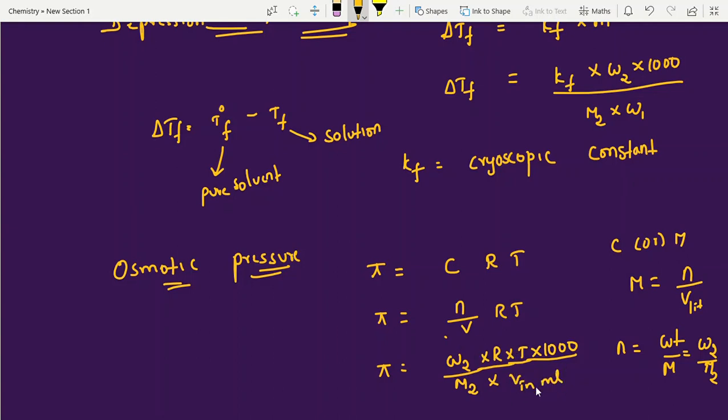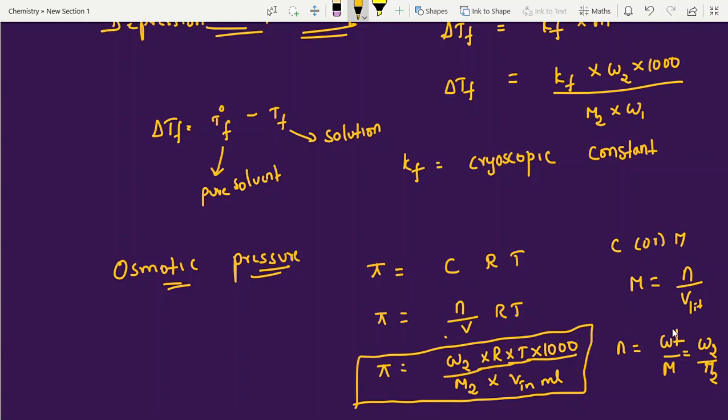If you divide by 1000, that is converting into ml. Why? Because numericals they are giving in ml. That's why you can take this formula here also. W2 is the weight of solute, M2 the molecular weight of solute. R is the gas constant. My value is 8.314 we are taking. And next one, for bar it is 0.083, for calories 1.98. Numerical explanation time I will give you.